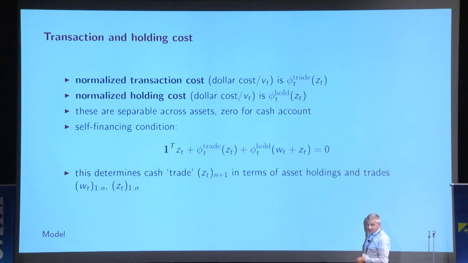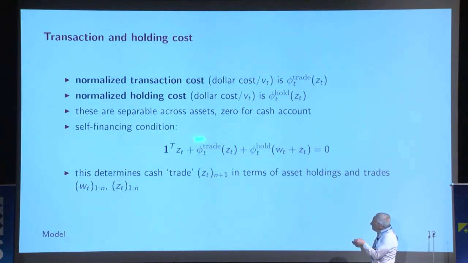And then you have a self-financing condition, which is this. This is all normalized, so you divide by VT. But if I were to unnormalize, if I just multiply this equation by VT, this would be the total cash going in dollars. Again, if I multiply by VT, this would be the total cash that it costs me in trading costs. That's normally non-negative. It could actually be negative in some weird cases.